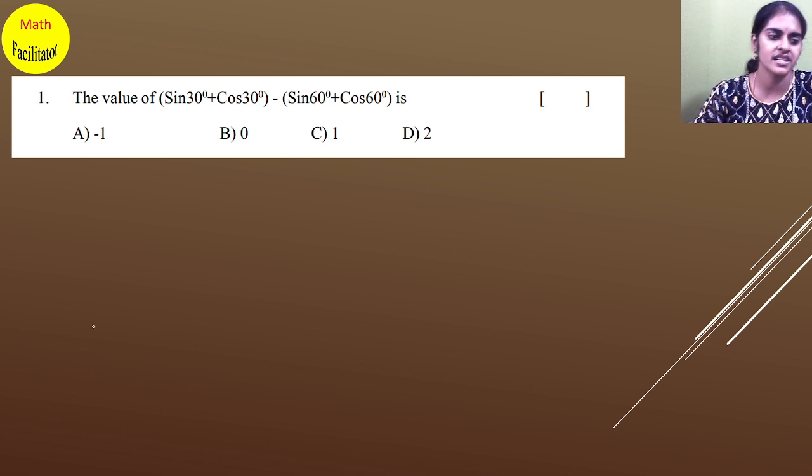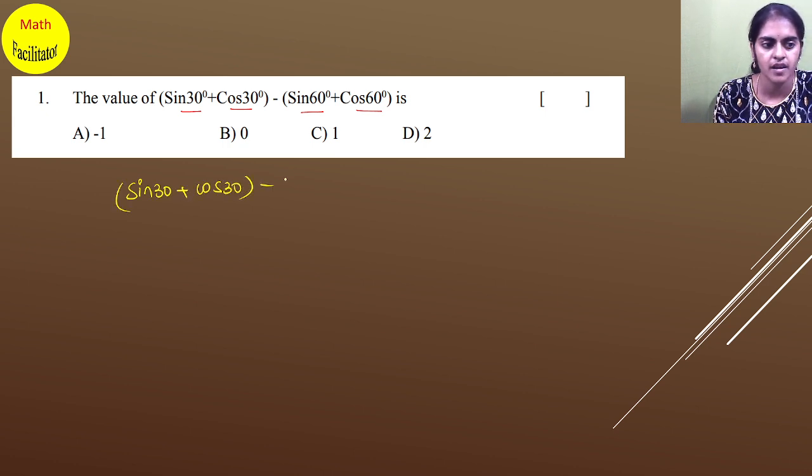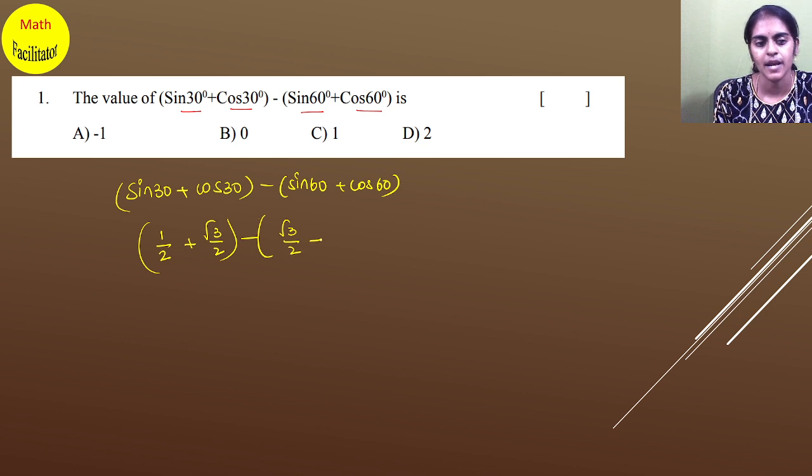Now the very first question is the value of sine 30 plus cos 30 minus sine 60 plus cos 60 is how much? Sine 30 plus cos 30 minus sine 60 plus cos 60. Very easy question, isn't it? Sine 30 is 1 by 2. Cos 30 is root 3 by 2. And minus sine 60 is root 3 by 2. Plus cos 60 is 1 by 2.